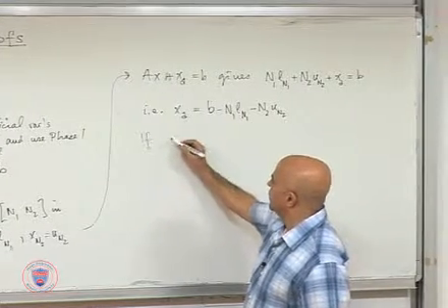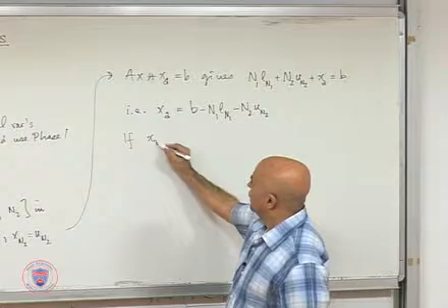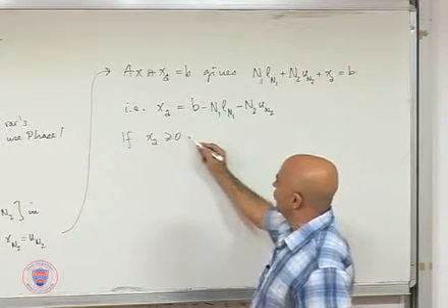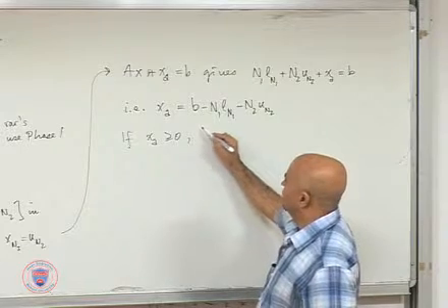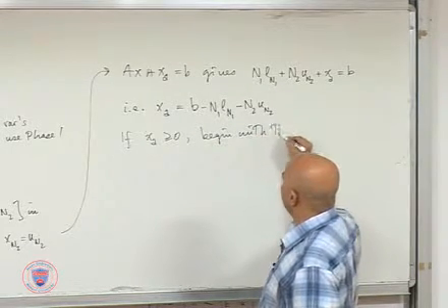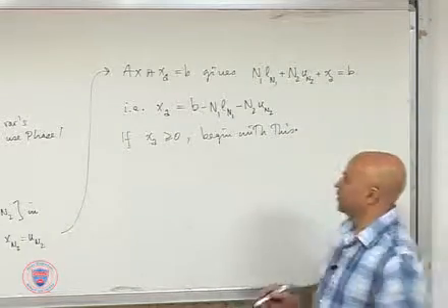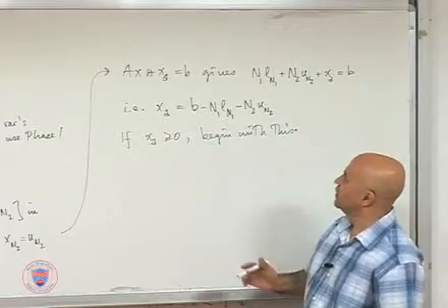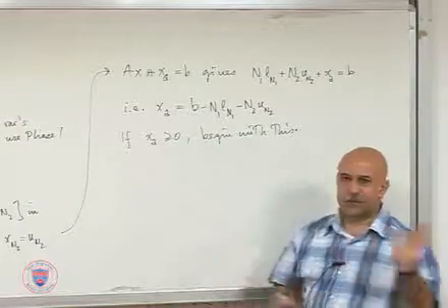If it so happens that this assigned value to xa is greater than or equal to 0, begin with this solution. Okay? So xa will be the basic part, all the rest will be non-basic, and everything is feasible now. Okay?